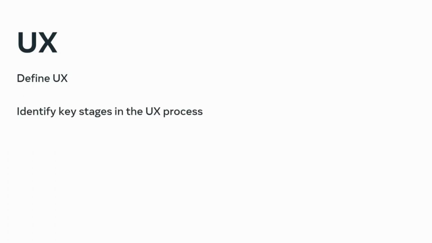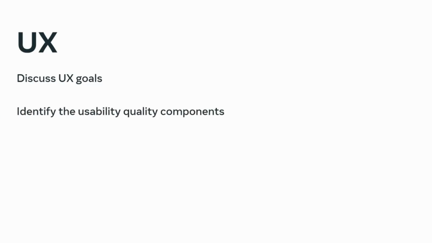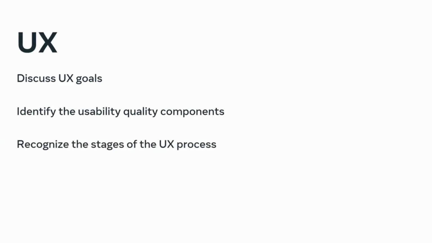After you covered an introduction to UX and UI, you progressed to lesson 2, where you focused on UX. In this lesson, you learned to define UX and identify the key stages in the UX process. Now, you are also able to discuss UX goals and identify the usability quality components. They are learnability, efficiency, memorability, error, and satisfaction. Still in lesson 2, you covered an overview of the UX process where you recognized each of the stages: empathize, define, ideate, iterate, and test.